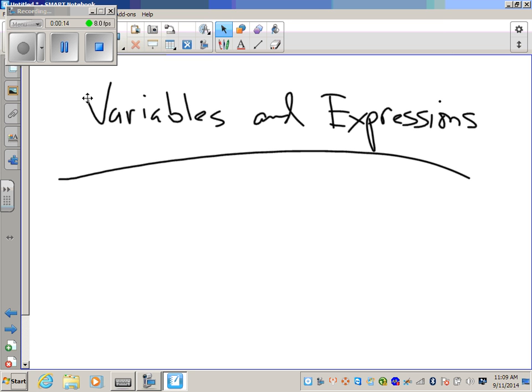Variables and Expressions, page 20. A numerical expression contains only numbers and operation symbols. However, an algebraic expression contains at least one variable. It may also contain numbers and operation symbols. Okay? So if we had a regular numerical expression, an example would be 2 plus 3.